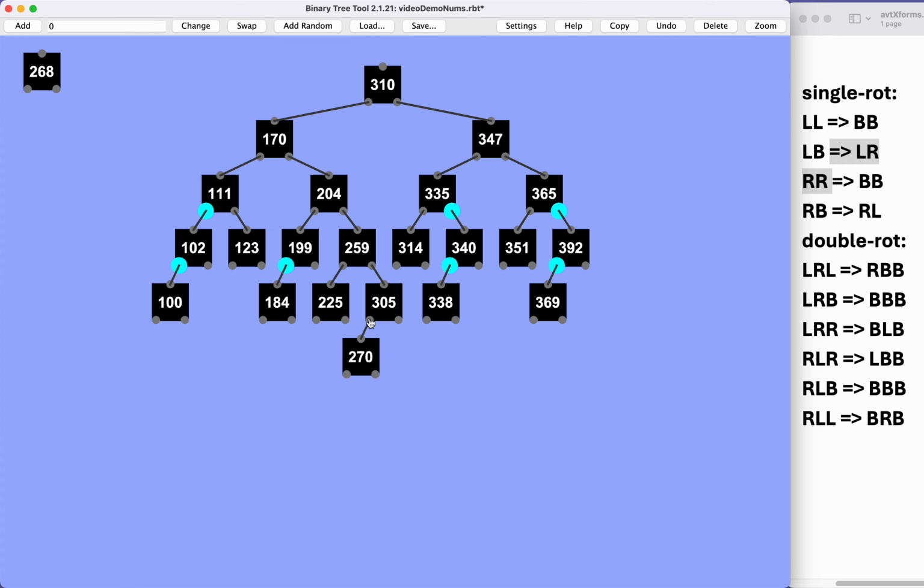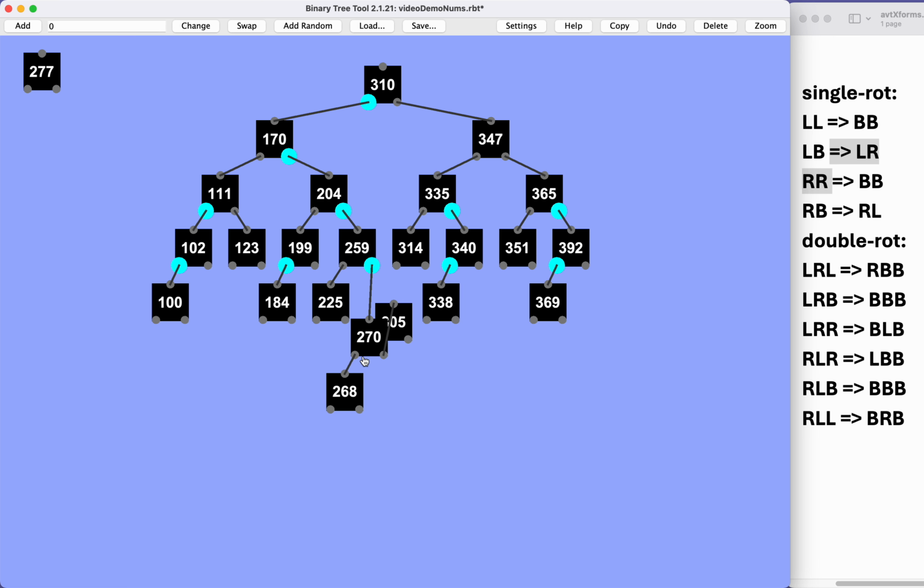I propagate the height up. In this case, the height propagation goes all the way up to the root. I now have 268. Do some comparisons, and 268 is going to end up going right there. Propagate the height up. Can't propagate anymore because it's already left leaning. That is a left, which gives me that.